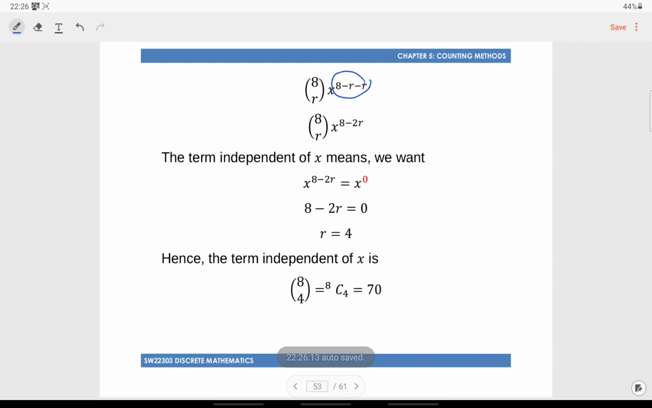The term independent of x means that the power of x equals 0, because whenever x is to the power of 0, the value becomes 1.